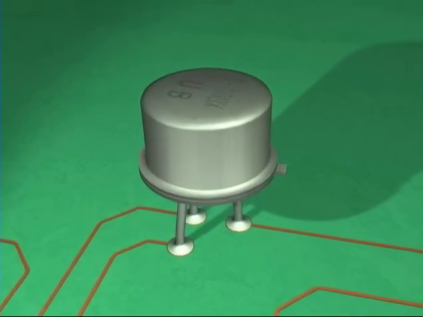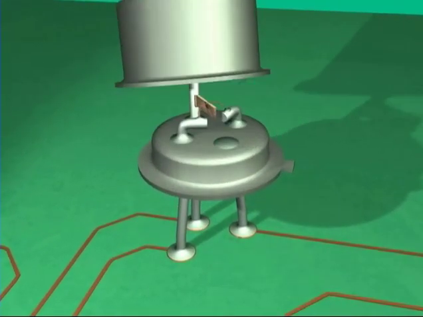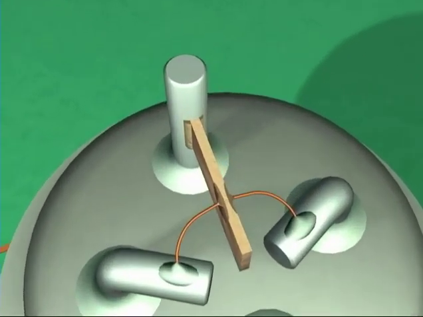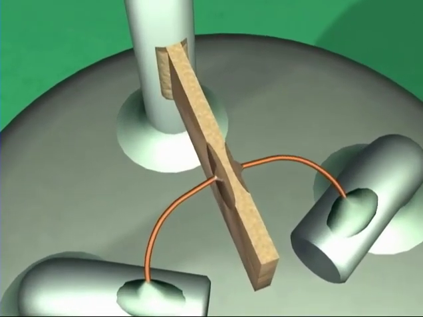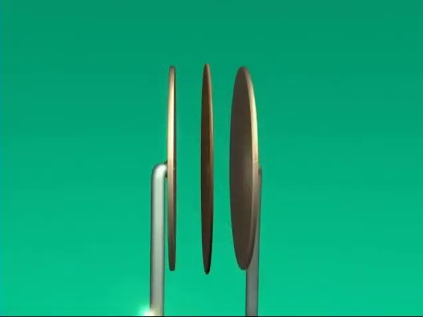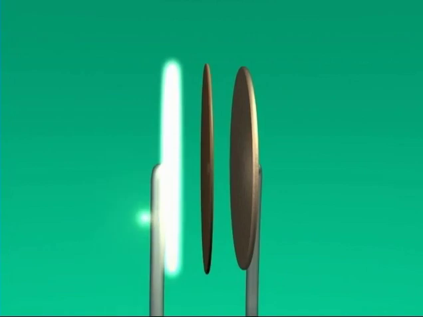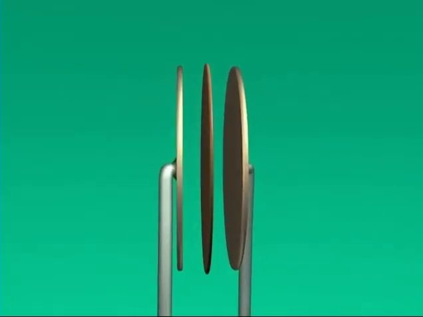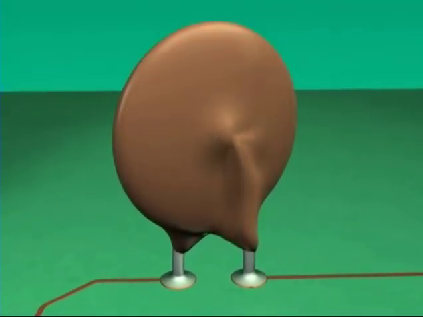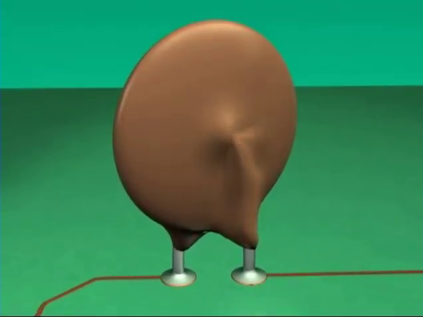Some components are active, meaning they can amplify or interpret a signal. Active components include diodes, transistors, and integrated circuits, also known as ICs. Other components are passive, meaning they cannot change an electrical signal, except to reduce it in size or delay it. An example of a passive component is a capacitor.